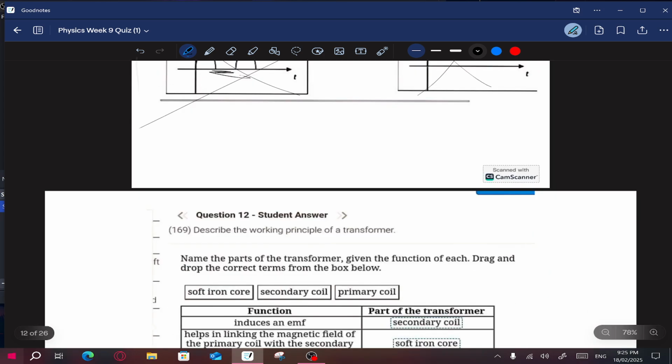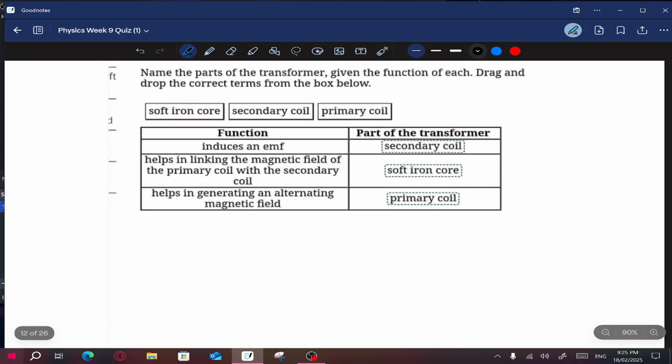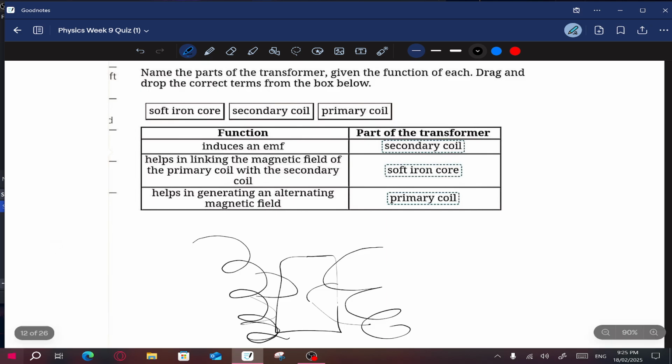Okay, on to question 12. Name the parts of a transformer, give the function of each. So a transformer is essentially like this. It is a coil connected to an iron core, connected to a second coil. By the way, the coils are supposed to pass through, but I don't know why my tablet's lagging, so it doesn't, but whatever. This is an inaccurate drawing. First of all, we're going to start with the iron core, the easiest one.